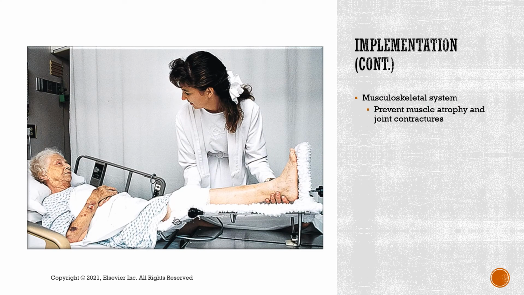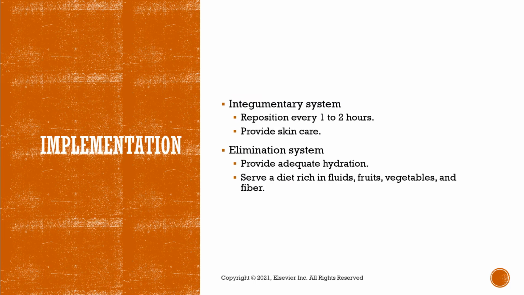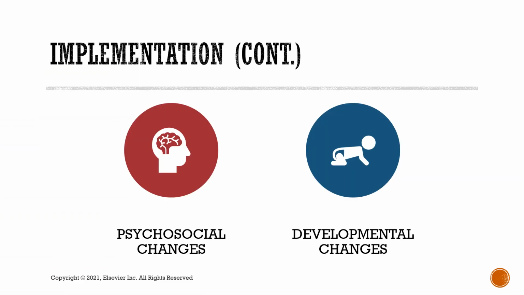So we want to prevent muscle atrophy and joint contractures from being in bed rest because she's in traction. So we want to reposition her every 1 to 2 hours and provide skin care, paying special attention to bony prominences and points that she's been recently laying on. We want to provide adequate hydration. So we want a diet rich in fluids, fruits, vegetables, and fiber. So we need to think about psychosocial changes and developmental changes.